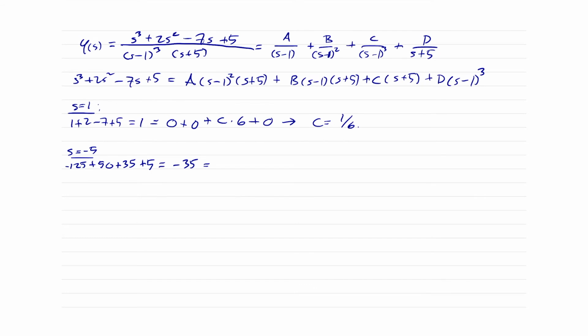Okay, let's keep going. So, choosing s equals negative 5. Let's see. Jeez, it's not going to be fun. All right, so we get 0, 0, 0 out of each of these terms, and the last term here is going to be the only one that's non-zero, so it's going to be d.